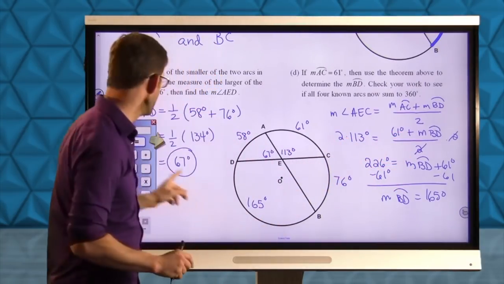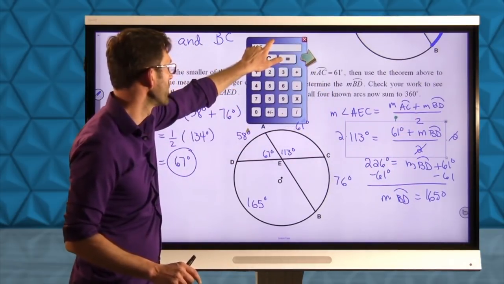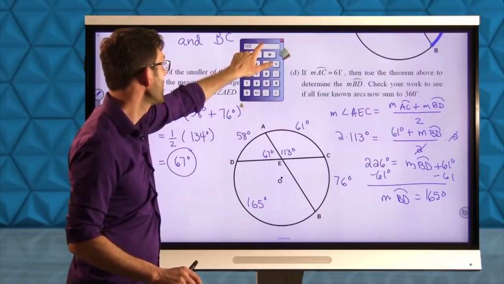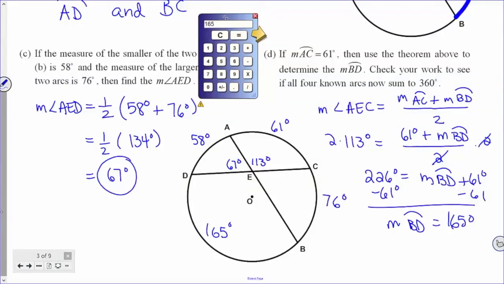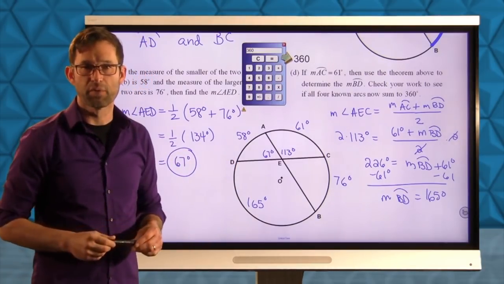But now the beautiful thing is, let me bring this calculator over here. Let me bring it right up here, make it a little bit smaller maybe. And let's take a look at what all these arcs sum up to. Let's do 58 plus 61 plus 76 plus 165 equals 360, right? So that verifies that the 165 must be right, okay?